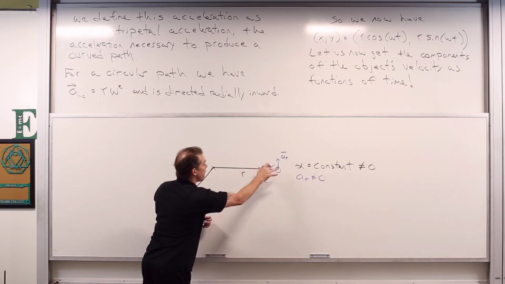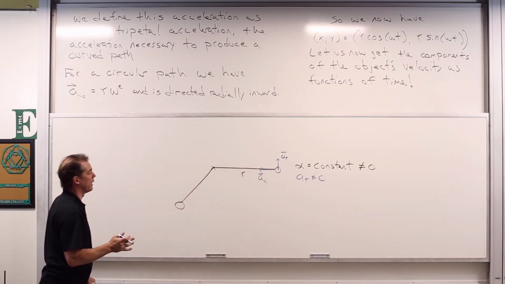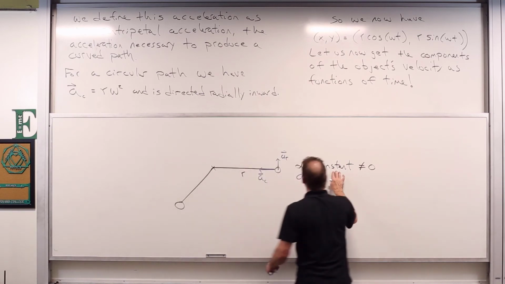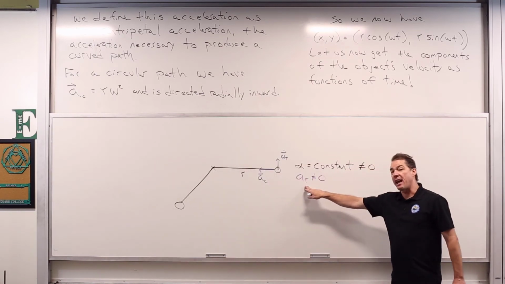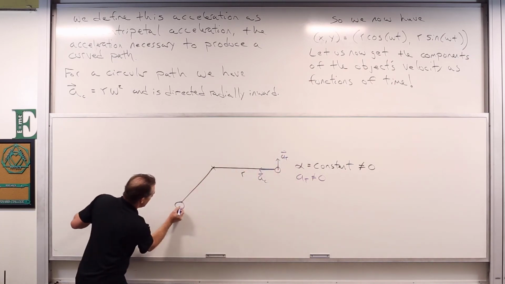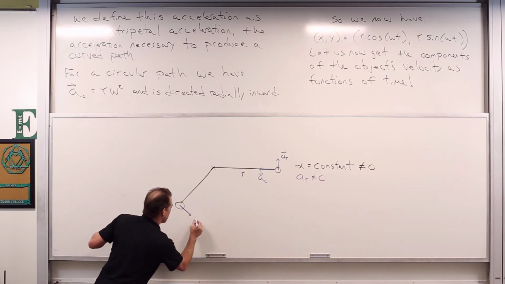The orientation of these two accelerations with respect to one another will remain the same. But if alpha is equal to a constant, that means that the tangential acceleration is a constant. So even though this is changing its direction, it will be tangent to the path. It does not change its magnitude.